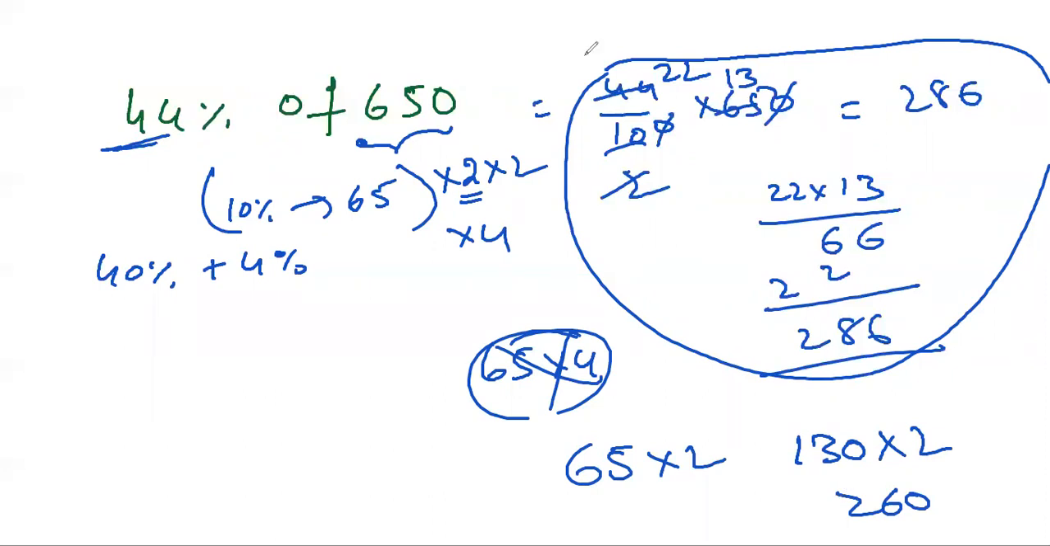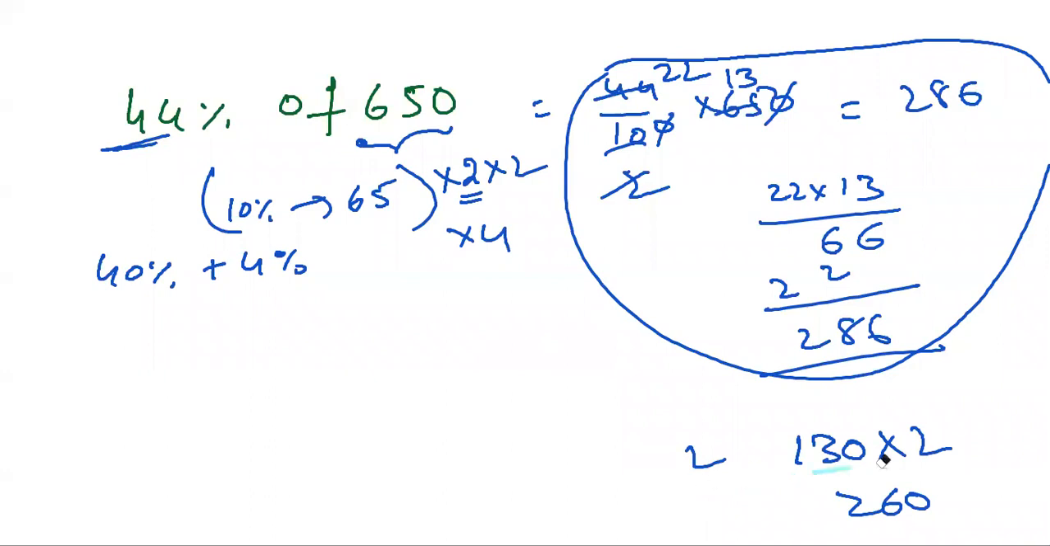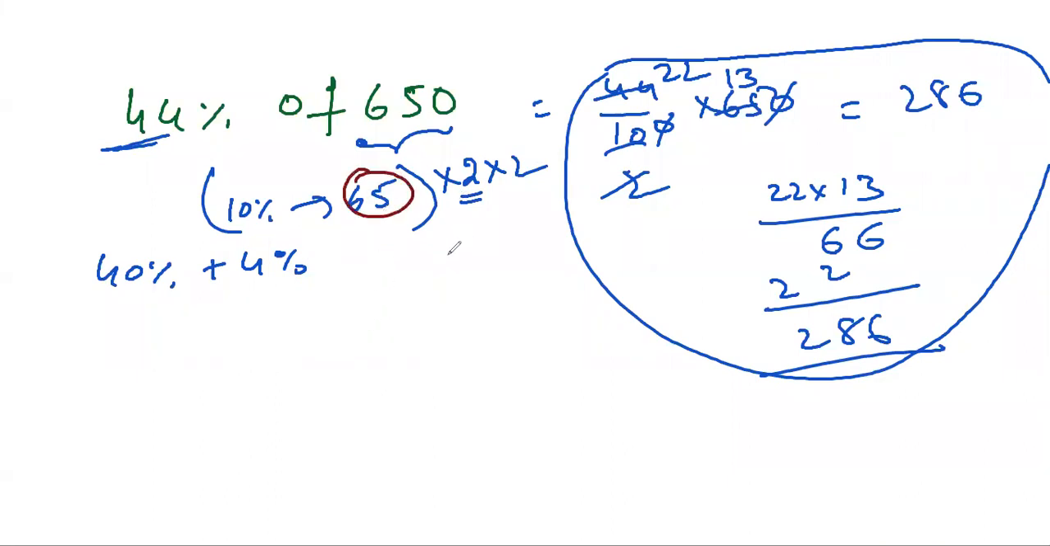So you will feel mathematics is very tough. No, it is not tough. Calculations are tough. Don't think mathematics is tough. Always I say this thing to my students: mathematics is not tough, only doing calculations is tough. That's why you are learning these tricks. 65 double it, 130. Double it, 260. So 260 plus 26, so 286. I hope you are understanding.